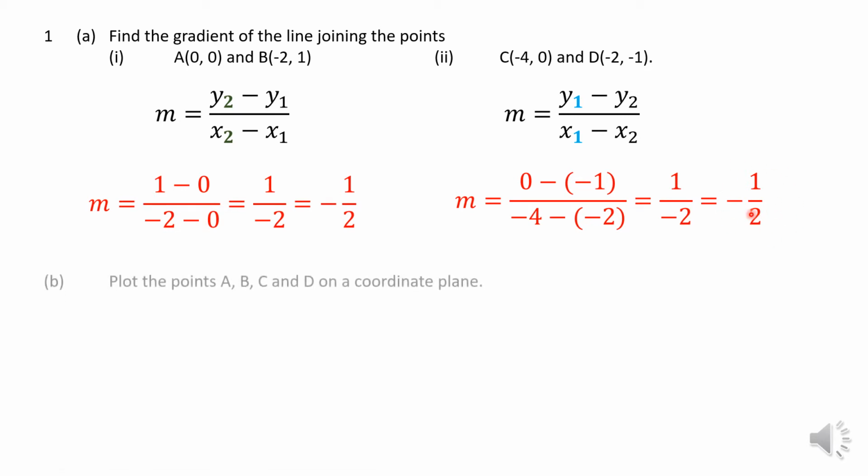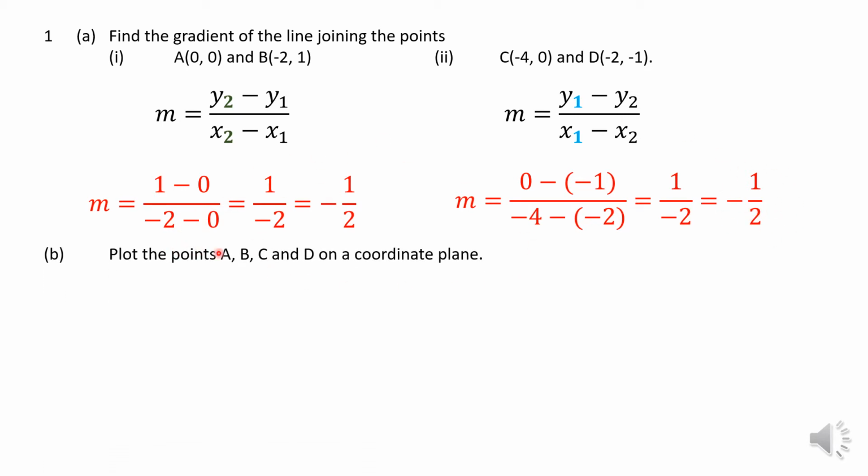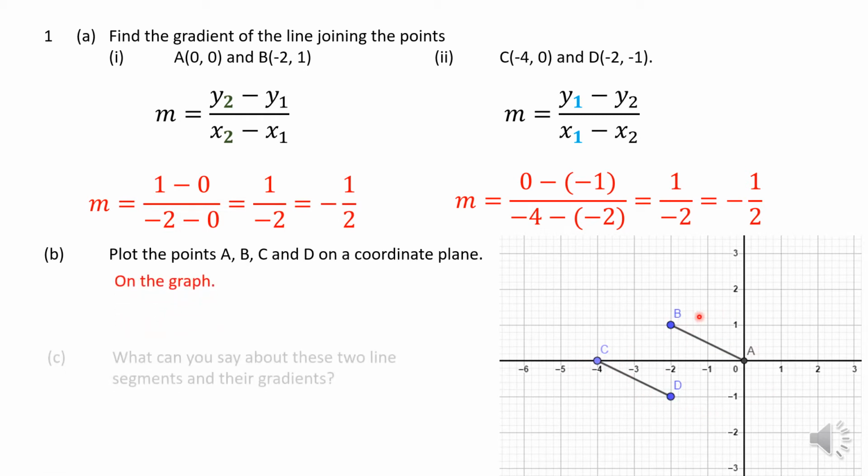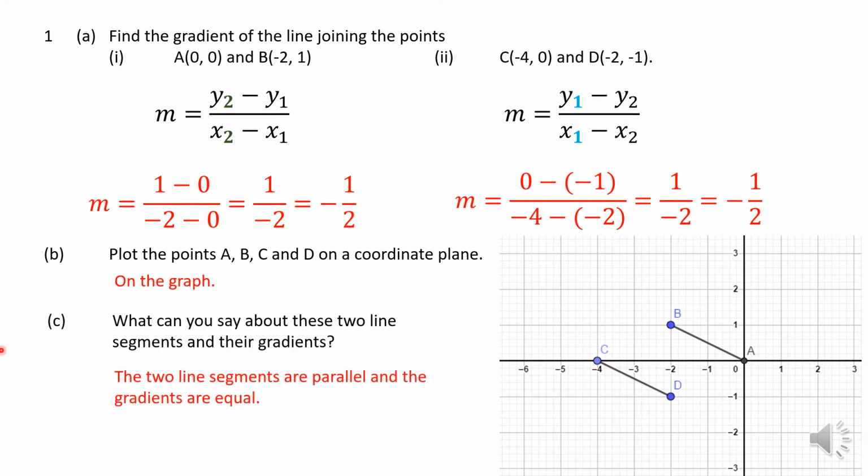So what you realize here, if you have to plot these points, is that the gradients are the same, A to B and C to D. The gradients are equal. These lines therefore are parallel, okay? And parallel lines have got equal gradients. That is one of the things you would realize whenever you're dealing with line segments that have exactly the same gradient. This here being line CD and that one being line AB.